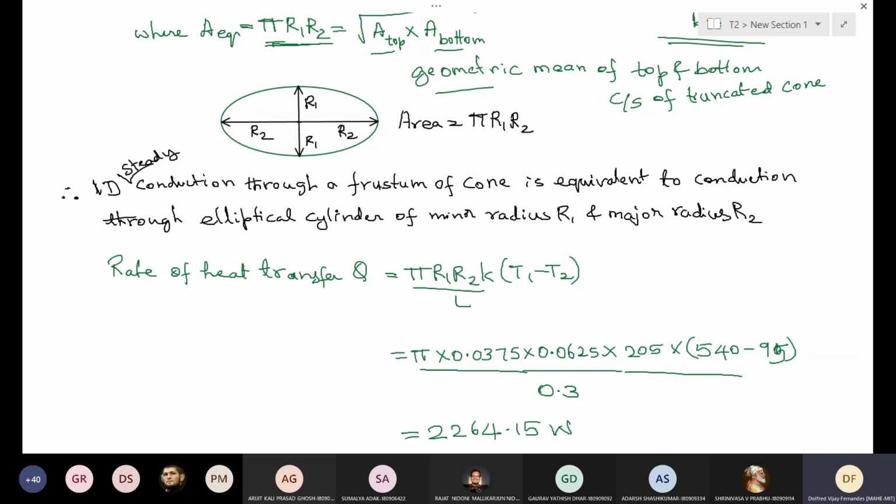Okay, that's all. Today I will stop here. I will not start the other part, as one small portion is remaining. Then we will start the uniform heat generation chapter next class, on Thursday.